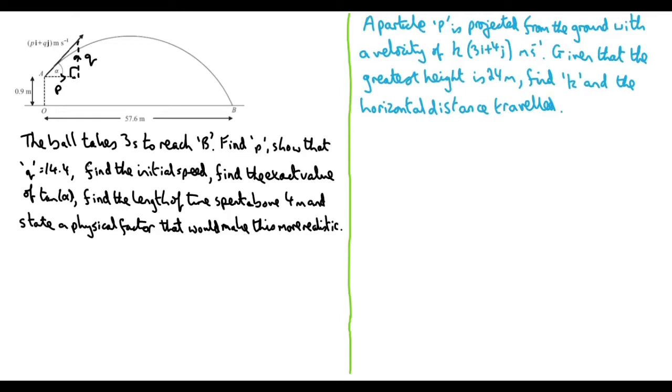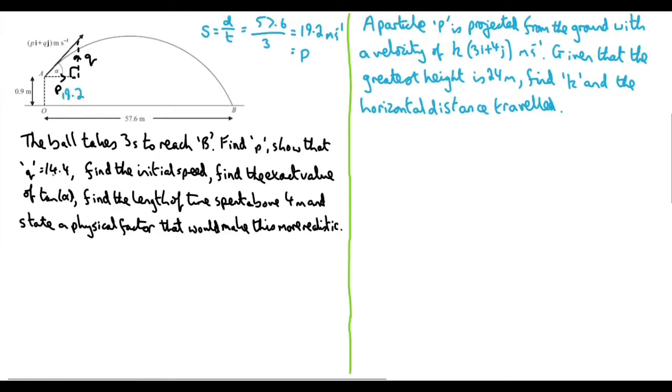So if we're going to find p, well, p is in the horizontal direction. As before, for the horizontal we can just deal with speed equals distance over time, or velocity, I guess, more so in this case. So it equals the distance over time, which in our case, the horizontal distance is 57.6, over time. We're told it takes 3 seconds to get there. Therefore, we can say that the velocity p must be 19.2 meters per second.